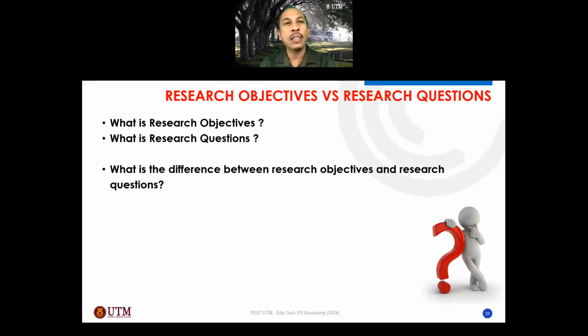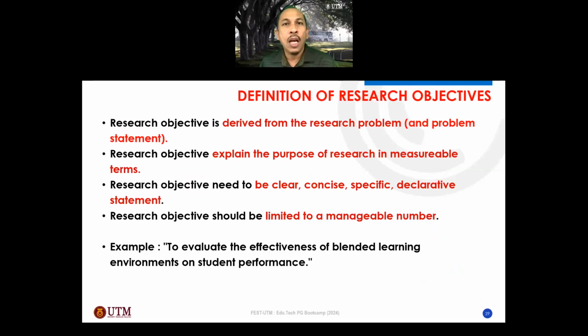If you cannot clearly explain the differences between research objective and research question, then you will face a lot of problems during your proposal defense or viva session. I will show you a few other examples after this. This is only general. You can find it on the internet, you can Google, you can ask ChatGPT what a research objective and a research question are.